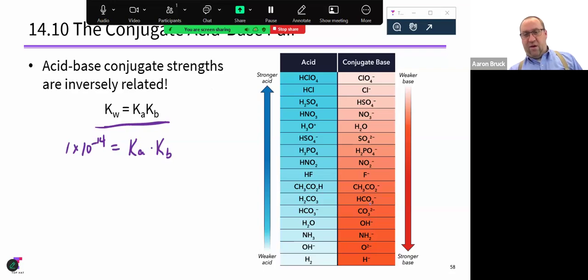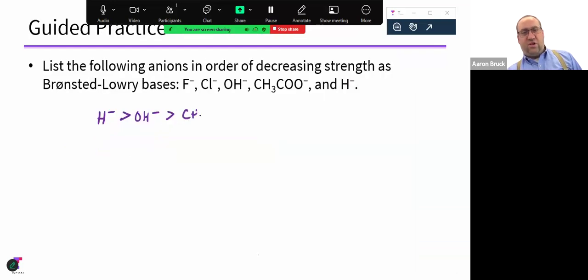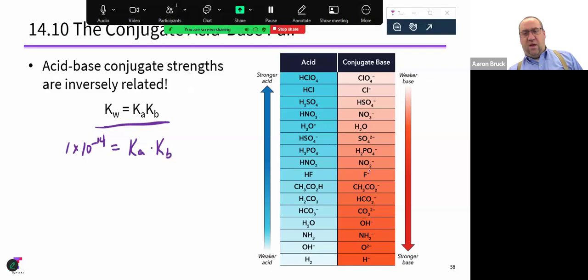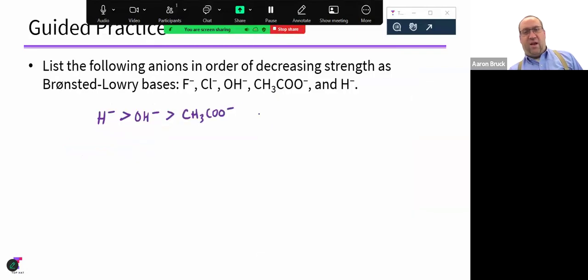Going from there, we find the acetate ion, so CH3COO minus. And then from there, we see the fluoride ion. And then finally, the chloride ion, which, since its conjugate acid, hydrochloric acid, is actually a strong acid, its base behavior is practically nothing.